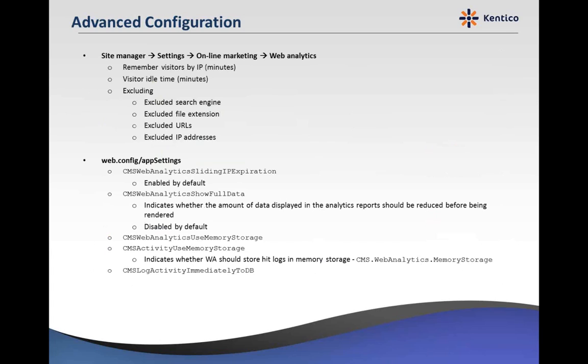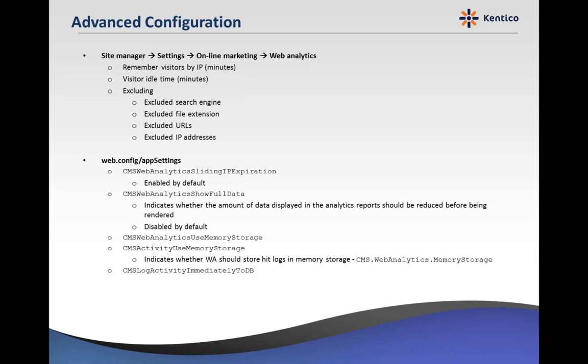So web analytics can be configured on two levels, right? In the site manager, as any other module, using standard web analytics settings, or through the web config, using special application settings. One of the things that web analytics keeps track of is the visitor status of the current user. So the user can be a first-time visitor or a returning visitor. System out of the gate uses cookies and session to track visitor status.